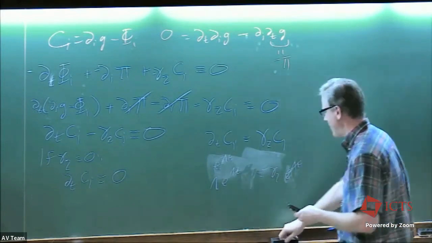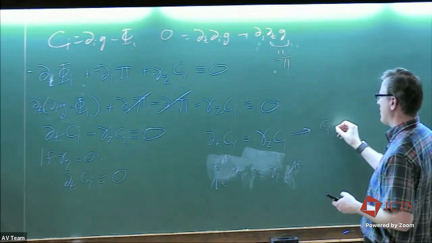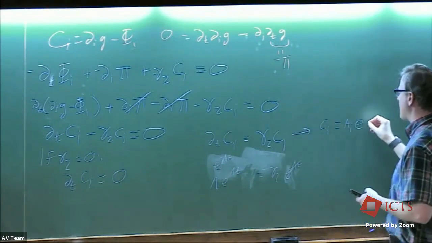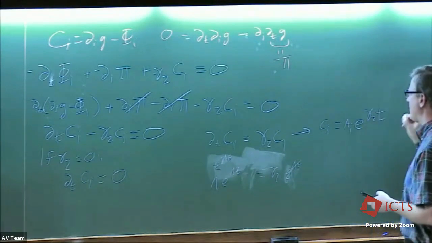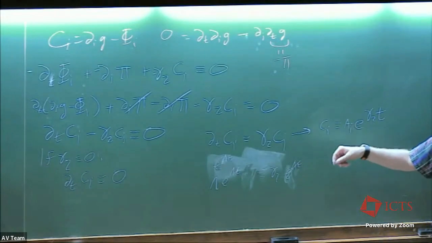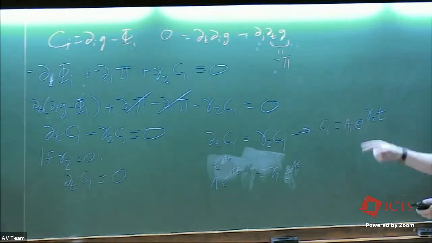Sorry, I was just thinking in my head for a second. So that means that C_i is going to be equal to some amplitude times e to the gamma 2 t when you actually integrate this, because it's an exponential equation. The derivative of the thing is itself, or proportional to itself. So the solution is exponentials.